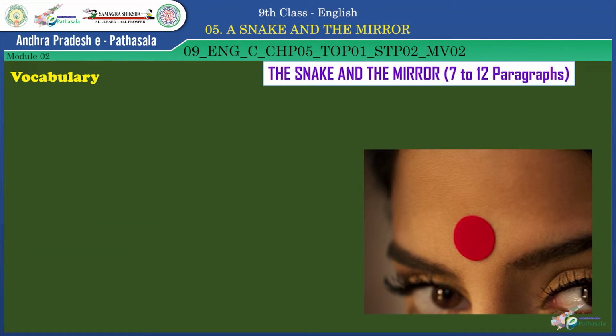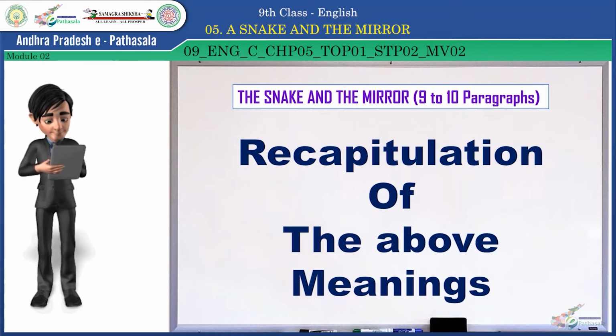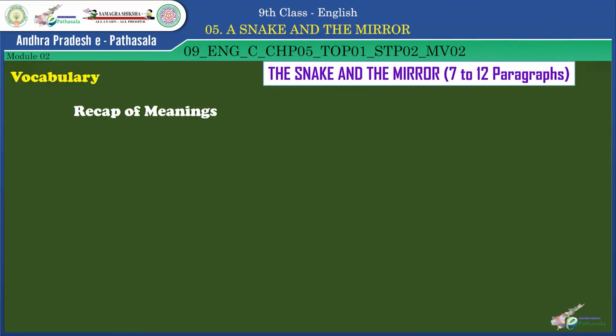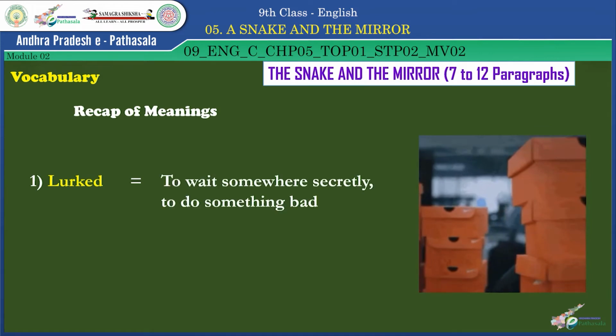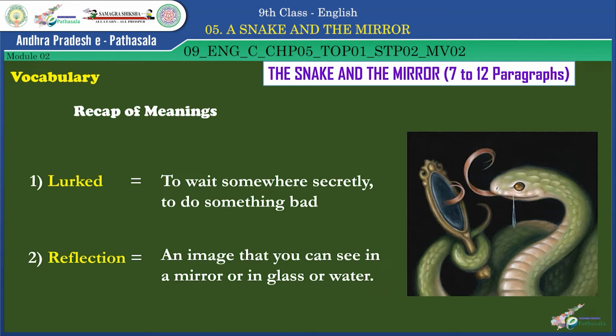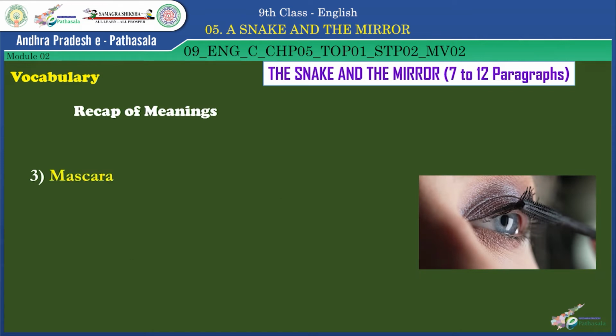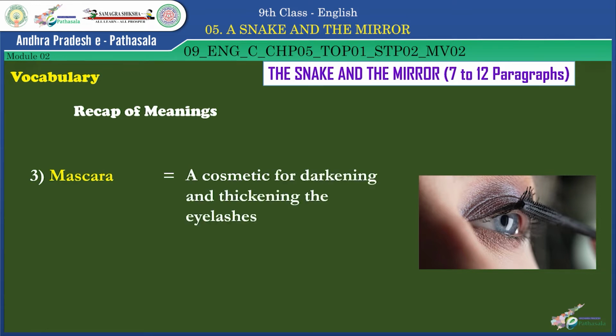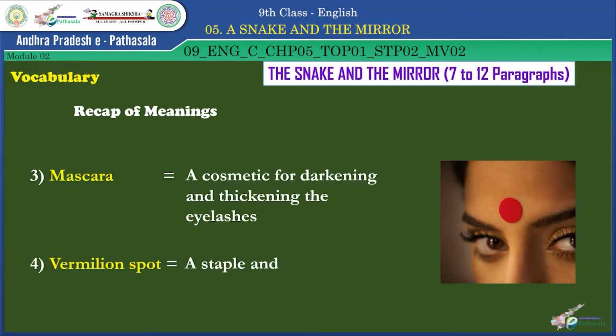Now, children, I'm going to give you the recapitulation of all the meanings above. The first one is lurked, meaning to wait somewhere secretly to do something bad. Second, reflection means an image that you can see in a mirror or in glass or water. Third, mascara. The meaning of mascara is a cosmetic for darkening and thickening the eyelashes. The fourth new word here is vermilion spot, a staple and symbolic mark for women in the Indian tradition.